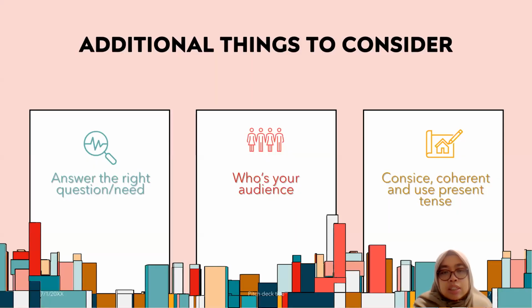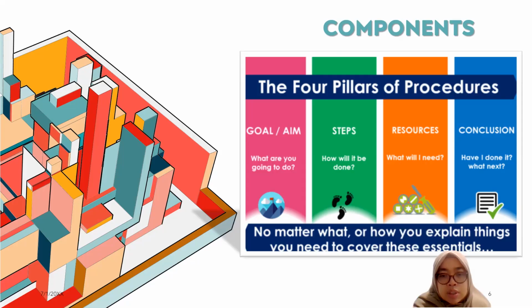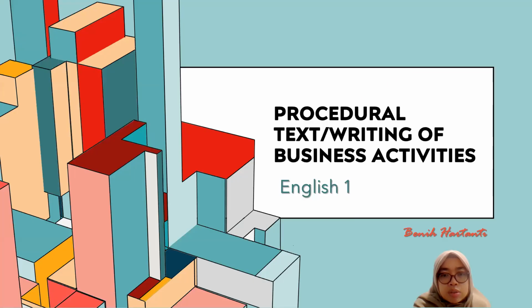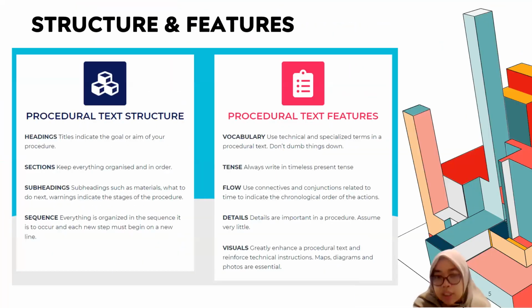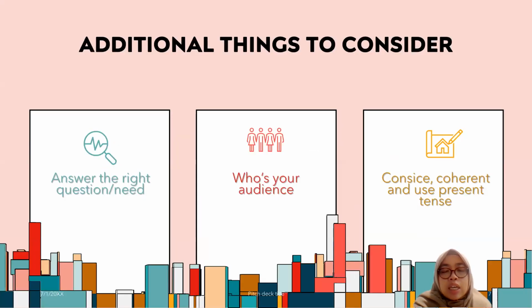Oke, berikutnya, this is only several things that I add in this point of procedural text. Answer the right question. Jadi yang tadi forms tadi ada apa tadi ya? Ada instruction, recipes, rule of games, manual. What is the first form? Sorry, the first form with direction. Jadi answer the right question, and this question is correlated with the need of your audience.